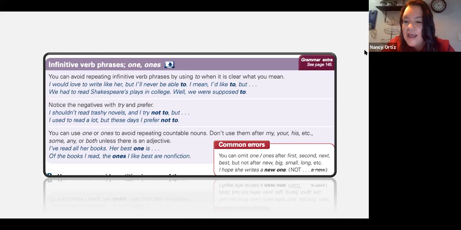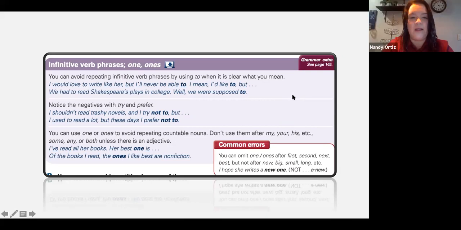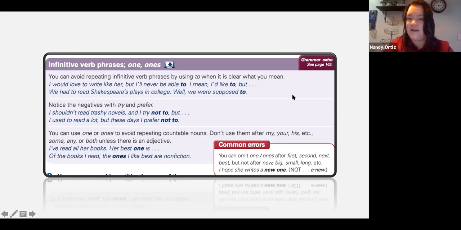Can you read the second example, please, Armando? We had to read Shakespeare's plays in college. Well, we were supposed to. We were supposed to what? Well, to read the plays. This has a hidden meaning. Well, we were supposed to, meaning, oh, he probably didn't do it. Excellent. So this is the first example of how to avoid repetition. Is this clear?